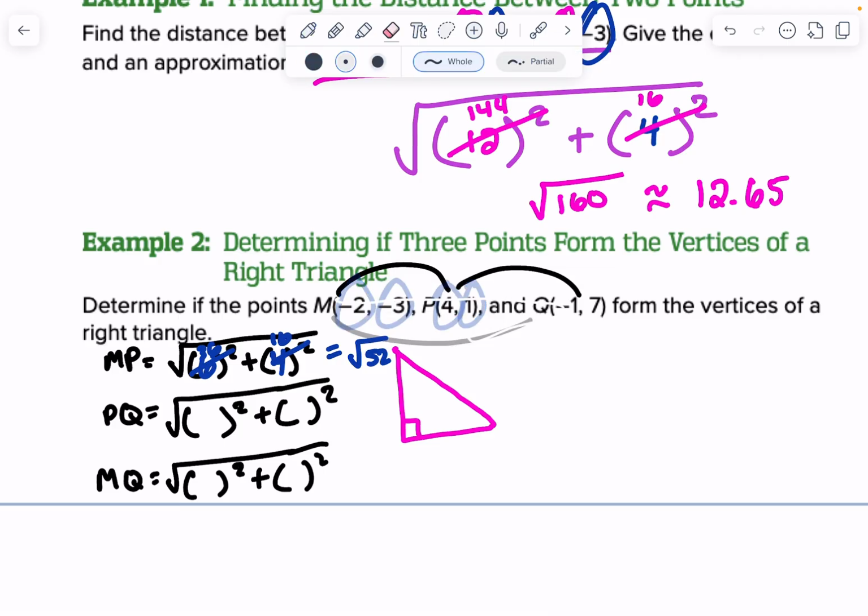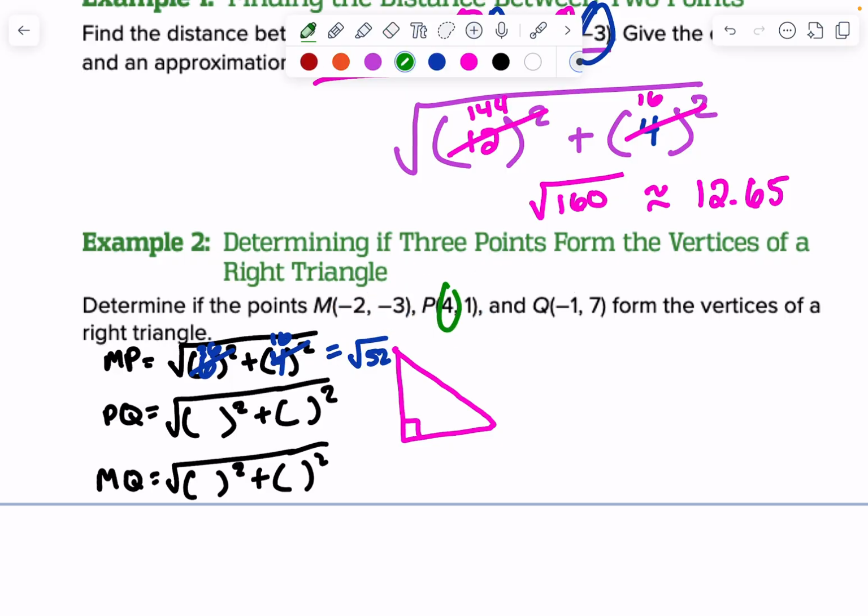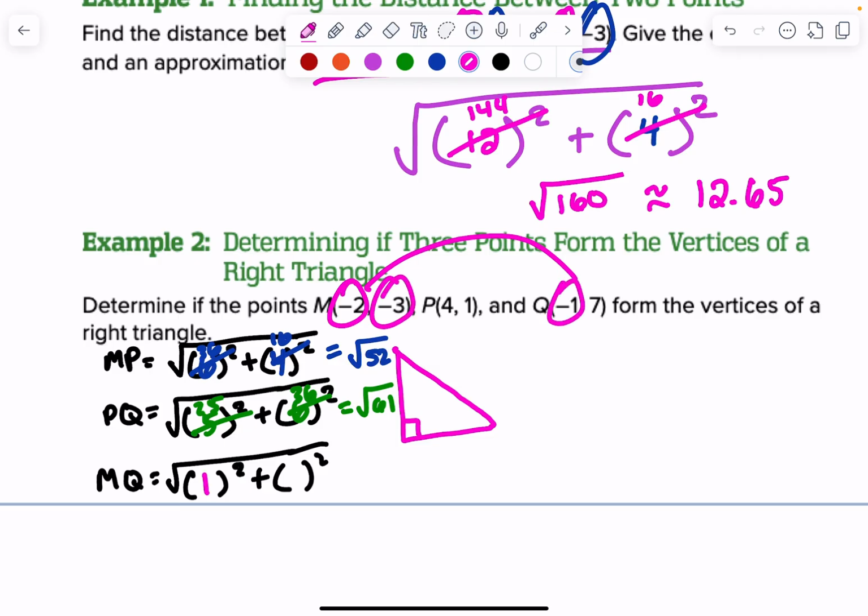Now, let me erase all my stuff. Now we're going P to Q. So we're going 4 to -1, which is 5. We're going 1 to 7, which is 6. Right? 25 plus 36 is 61. So that's the square root of 61. Just leave it. Okay? Now we're going to do the last one, which is the first one to the last one. That is like here to here. So -2 to -1, that's 1 unit. From -3 to 7, that's 10 units. So 1 squared is 1, 10 squared is 100, and that ends up being the square root of 101.